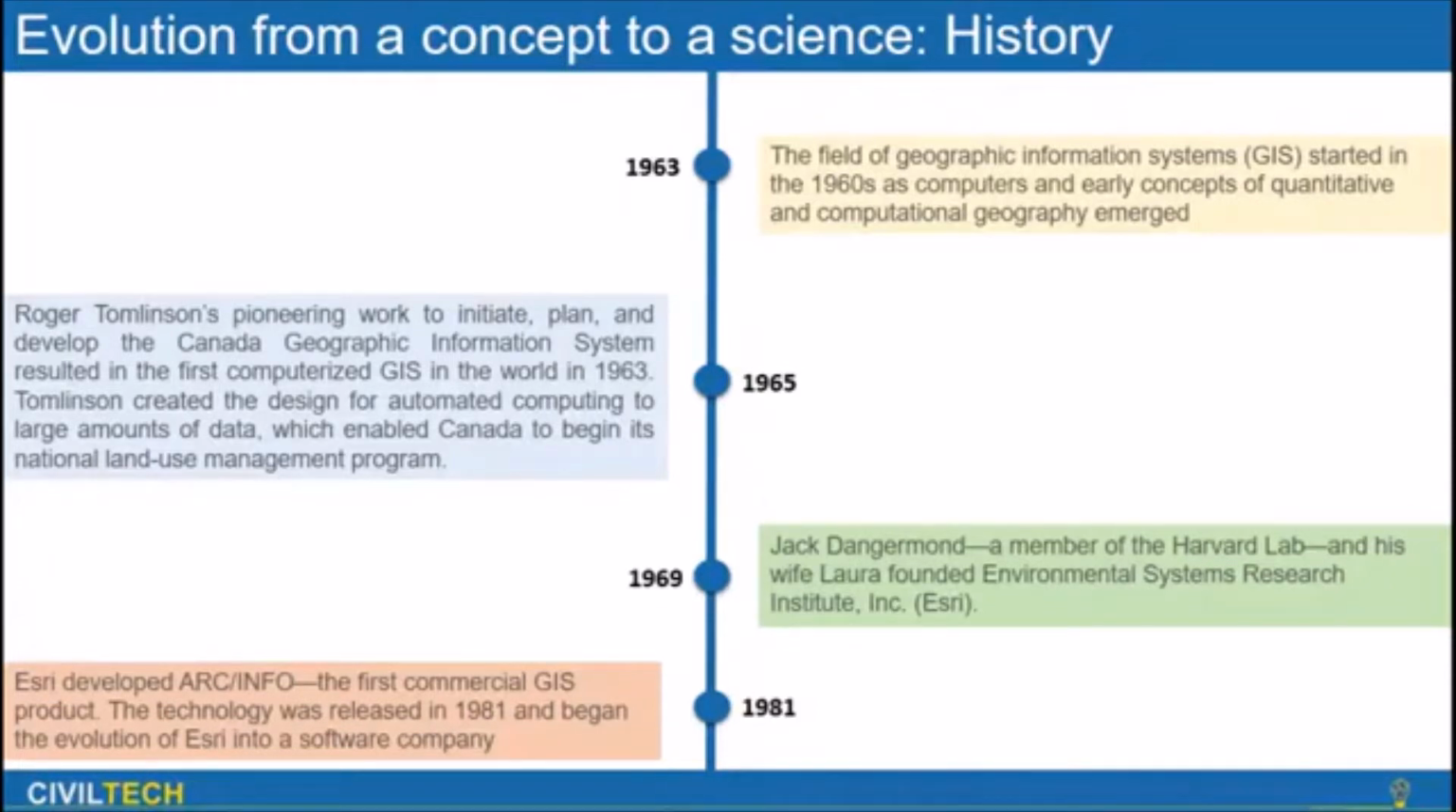So a person named Roger Tomlinson from Canada used to work for the municipality of Canada. He started applying the concepts of GIS and brought a computerized GIS in the year 1965. And later on in the year 1969, a person, Jack Dangermond, who is from Harvard, started an institute which was called the Environmental System Research Institute, and later it was commercialized in the year 1981.